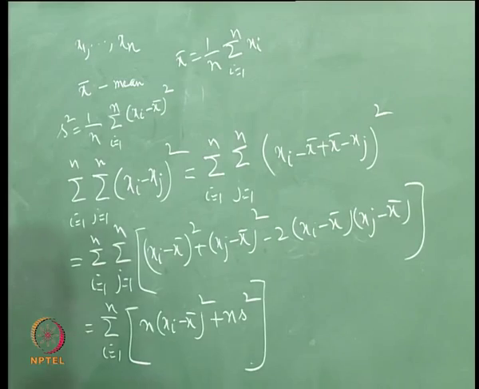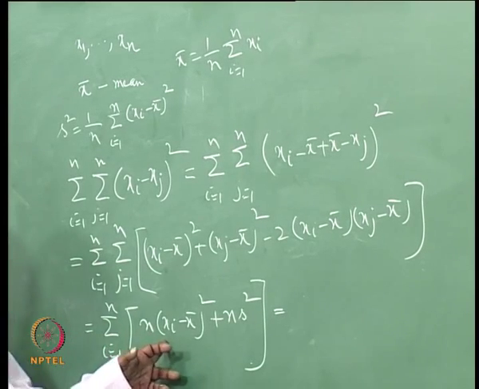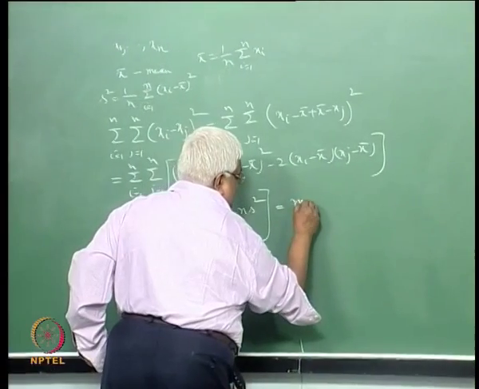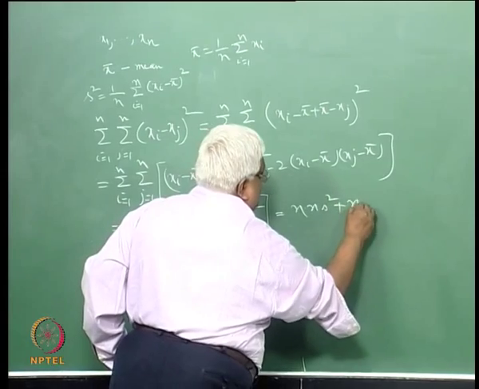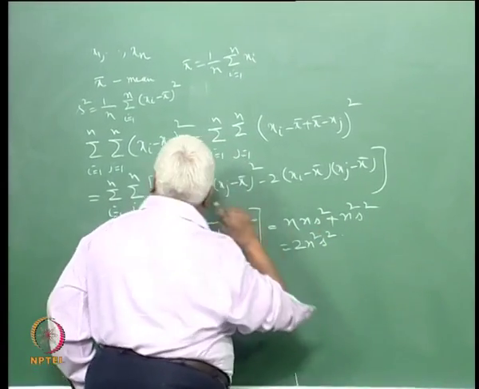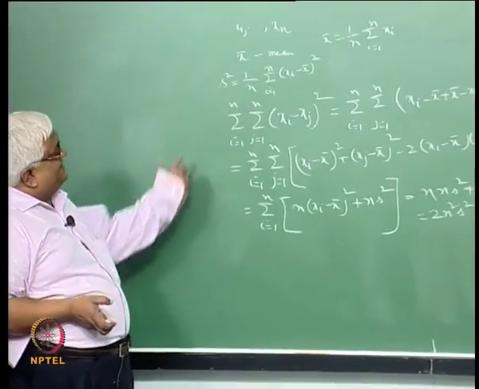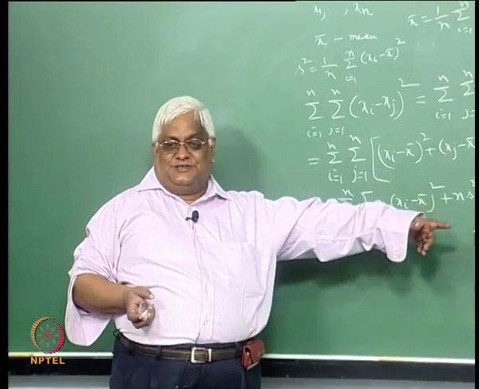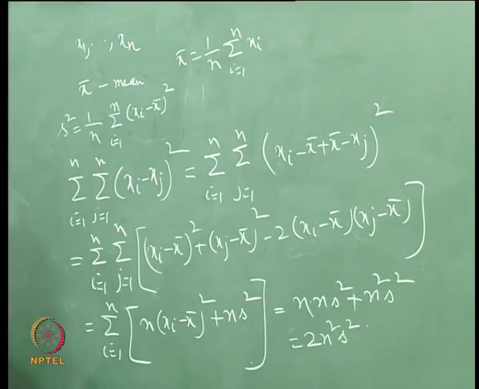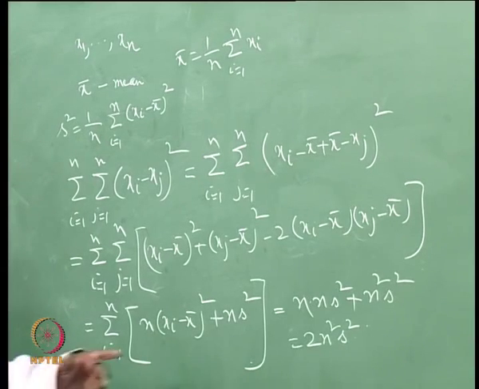Now, what will happen to this? Now, we will take the summation i is equal to 1 to n inside. This will be n times summation i is equal to 1 to n (x_i minus x bar) whole square, which is n s square, plus this, so this is basically nothing but 2 n square s square. So, basically you are going to get a quantity which is a function of s square. So, you need not take this, you can be satisfied with this. After all, this is a constant multiple of this.